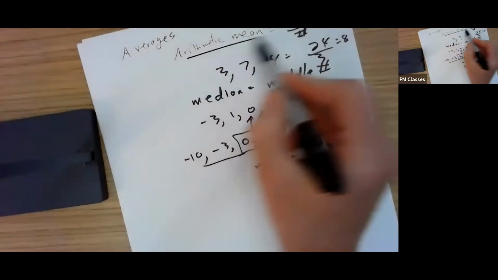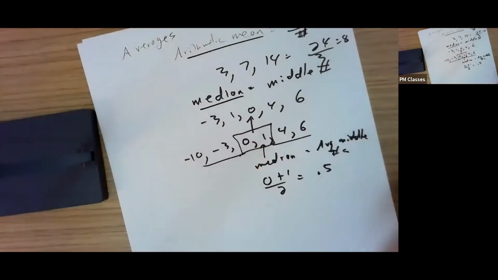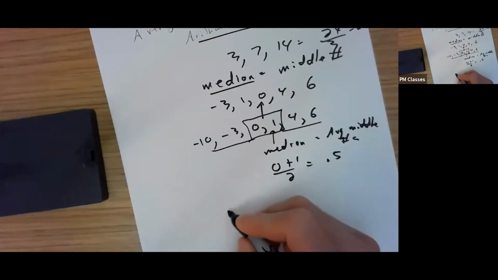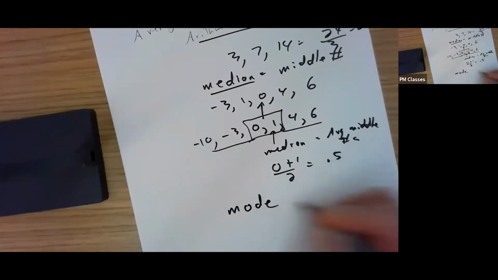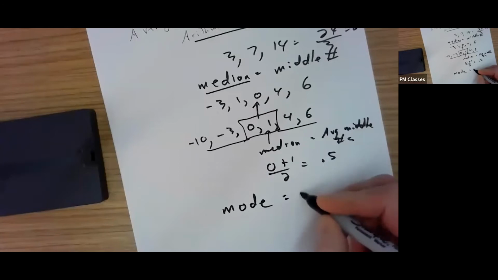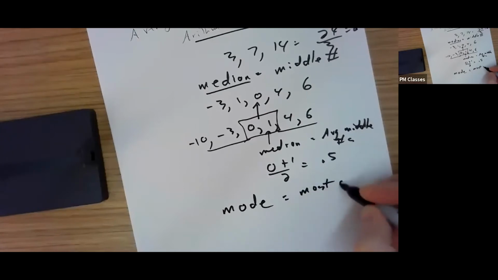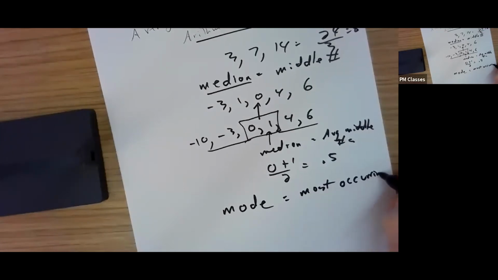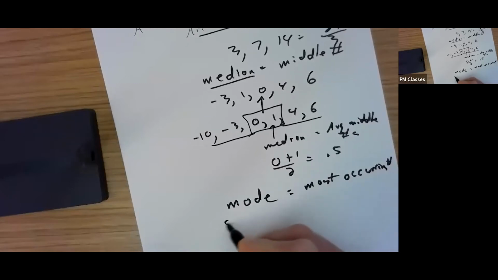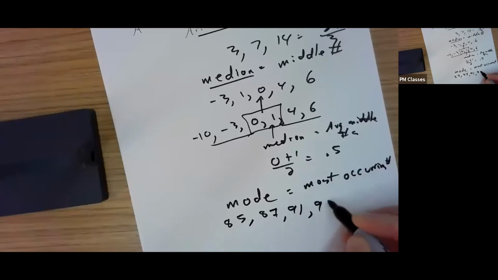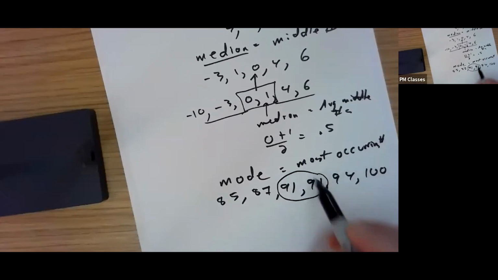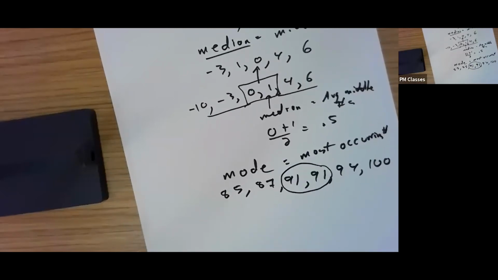So quick review: the arithmetic mean is the average. The median is the middle number. And then the last one, kind of uncommon, is the mode. Mode means the most often occurring number. So if you had a whole bunch of quizzes, an 81 and an 87 and a 91 and a 91 and a 94 and 100 that you rocked, the mode would be the 91 because you have more 91s than any other number. Okay, so that'd be that.